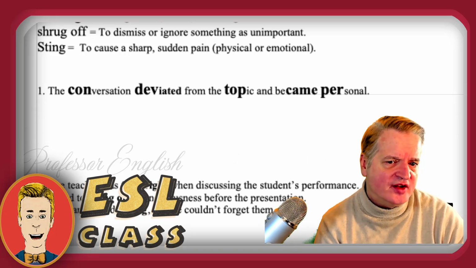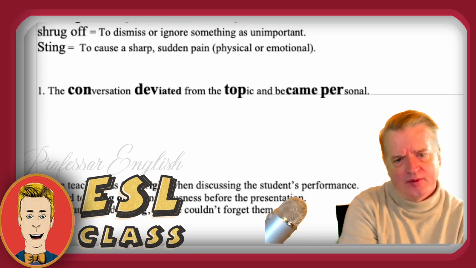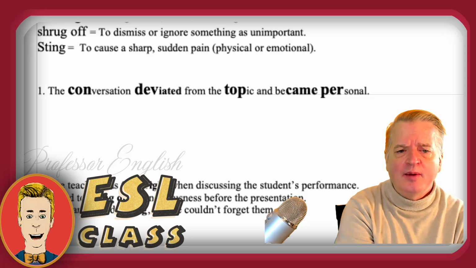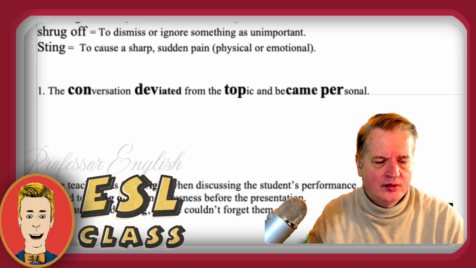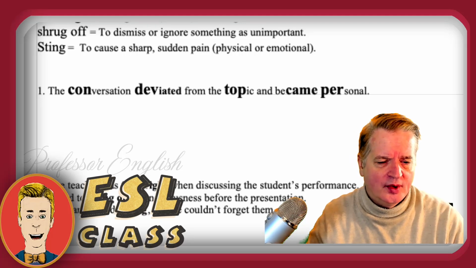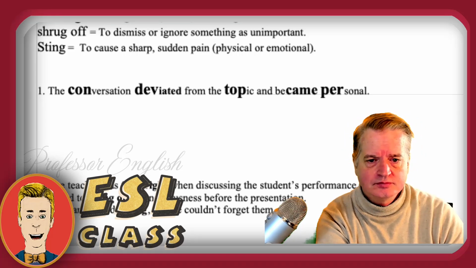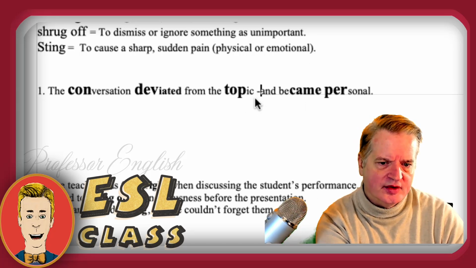The conversation deviated from the topic and became personal. How many phrases can we divide this sentence into? Two. What are the two phrases? The conversation deviated from the topic, and the second is and became personal. Okay, all right, so we'll separate it here.